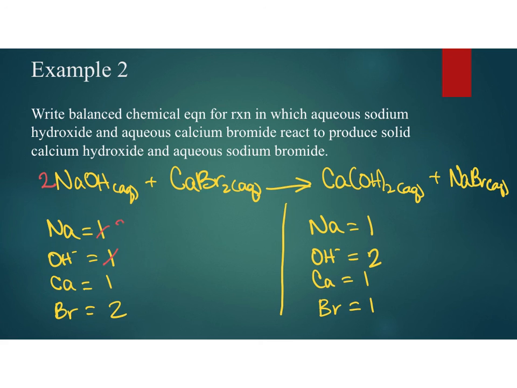Now when I do that, I end up with 2 sodiums and 2 hydroxides. So now I'm no longer balanced on my product side because I have 1 sodium, and so if I come over here and I put a 2 in front of the sodium, now I have 2 sodiums, and that also affects my bromine, which means I have 2 bromines now. And so now if I look, I have 2 sodiums, 2 hydroxides, I have 1 calcium on either side, and I have 2 bromines. So that tells me that everything is balanced, and my correct balanced equation can be seen right here.